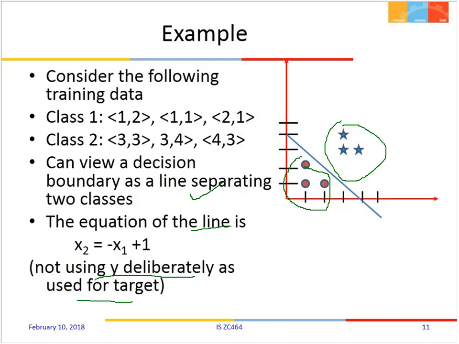So should it be the correct line as a separator? Or is it the parallel line passing through the intercept 1? This is not the correct line. I should have taken x2 equals minus x1 plus what should be the correct intercept? Somebody can suggest? 4. So the correct intercept is 4.